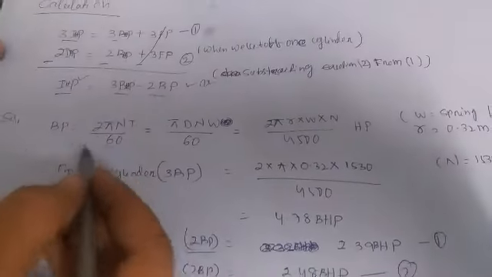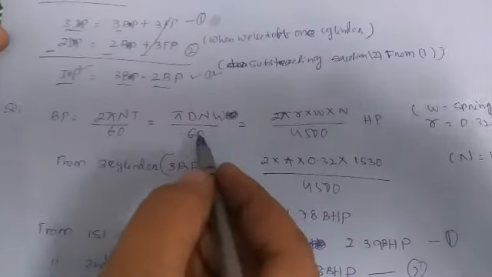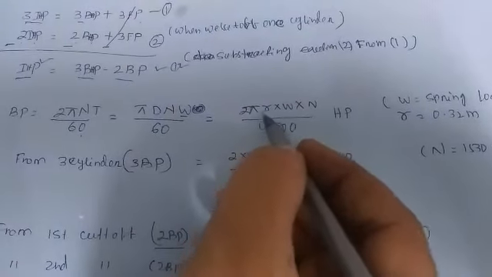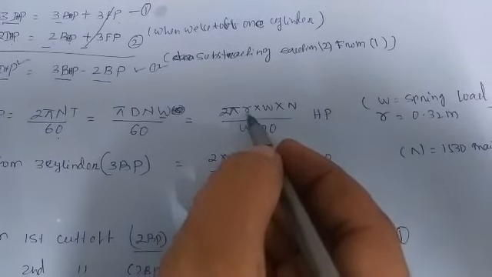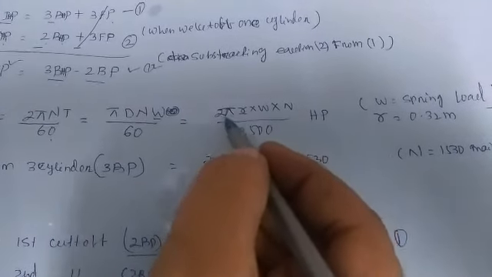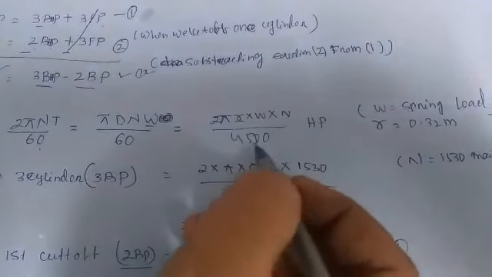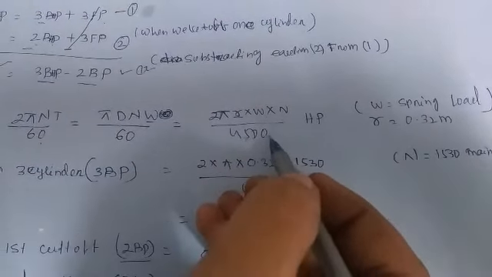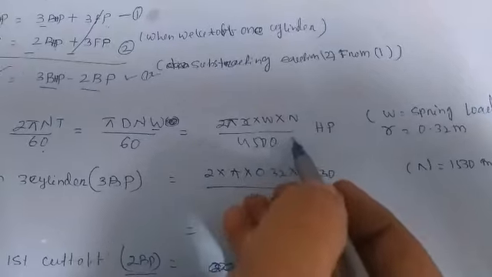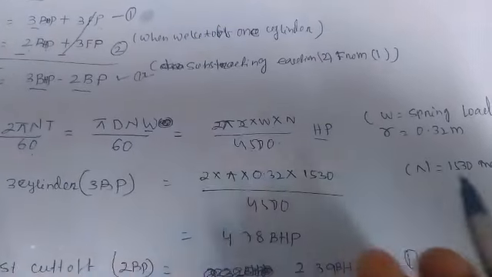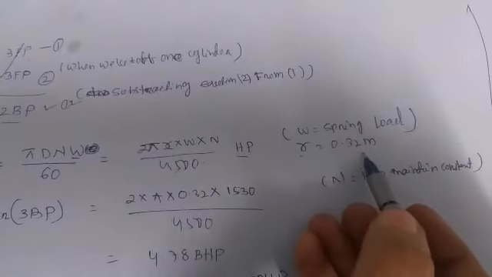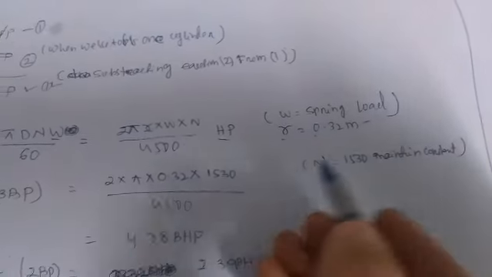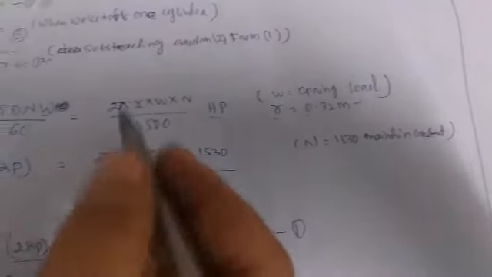Now the brake power formula is 2 pi N T by 60, and you can also write it as 2 pi N R W by 60, where W is the weight. This is the brake drum diameter, and R is the radius of the brake drum. So the brake horsepower is 2 pi R W N by 4500 into 60. R is equal to 0.32 meter for the brake drum, which is given, and N is also given. You have to find the load in this section.